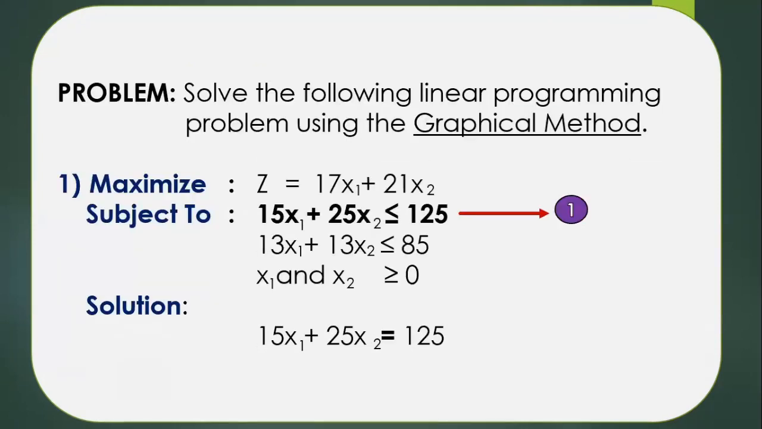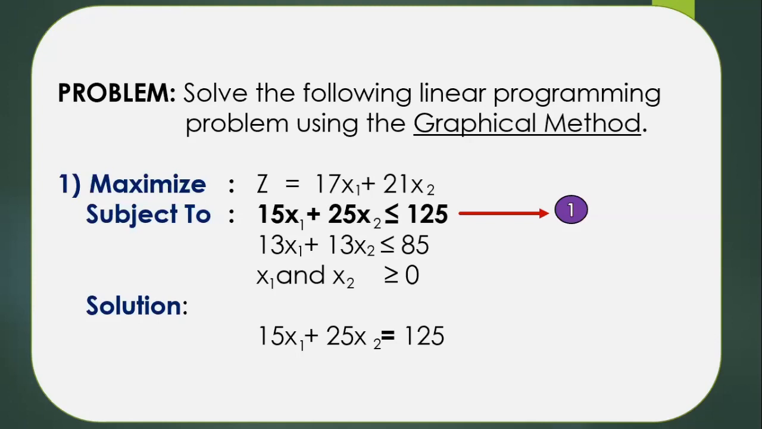Our first equation under solution, that would be 15x sub 1 plus 25x sub 2 equals 125. So this is our first equation. So what's next? Next, we need to find the value of our x sub 1 and x sub 2. And in doing that, we need points to plot our graph sheet.